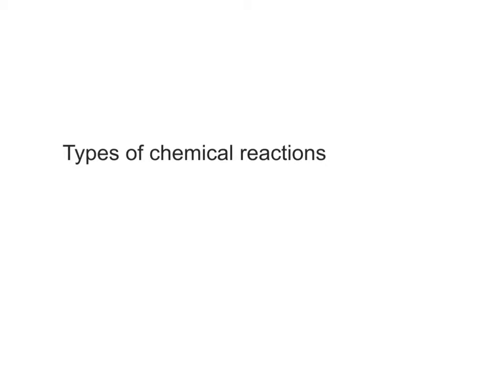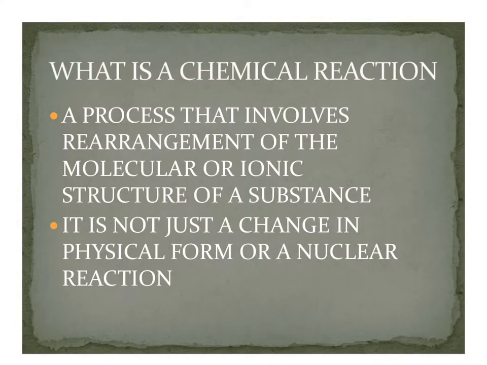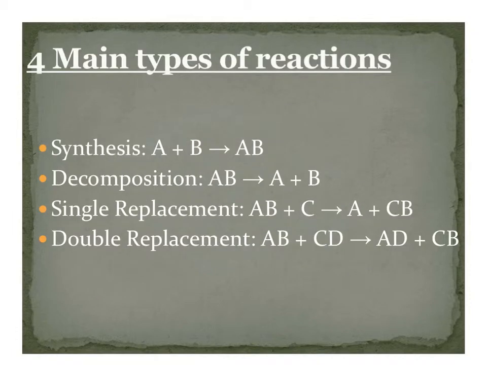Types of chemical reactions. What is a chemical reaction? It's a process that involves rearrangement of the molecular or ionic structure of a substance. It is not just a change in physical form or a nuclear reaction. There are four main types of reaction that we're going to study first: synthesis, decomposition, single replacement, and double replacement.